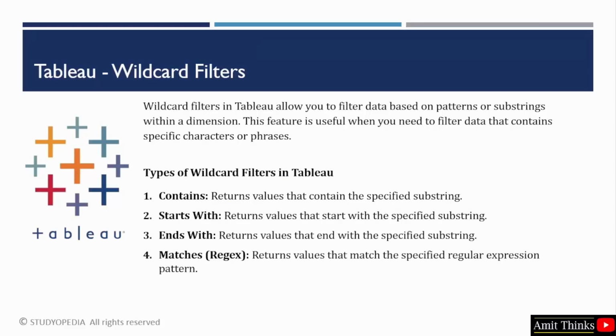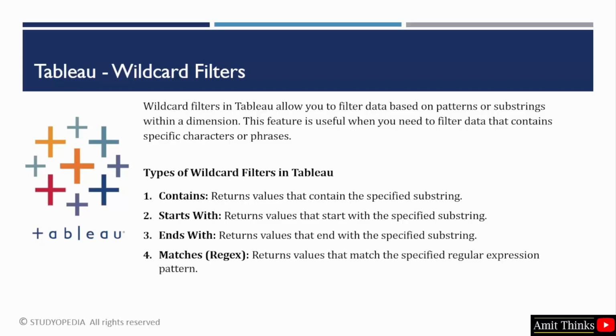So if you want to filter data based on substrings or patterns within a dimension, then use the wildcard filters. So let's say you want to filter the categories or subcategories that contains a specific substring or starts with a specific letter or even ends with a specific letter, then the wildcard filters are of use. So I just discussed the types of wildcard filters. That means contains, starts with, ends with a specific letter. It can also include matching the specified regular expression pattern.